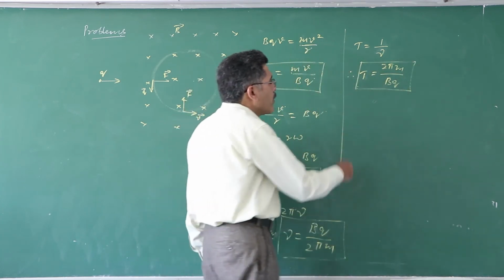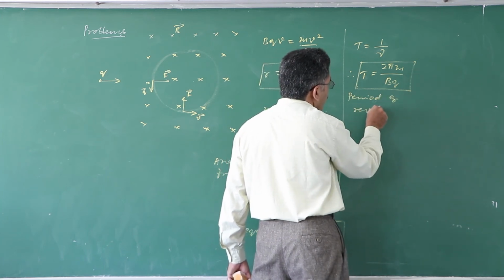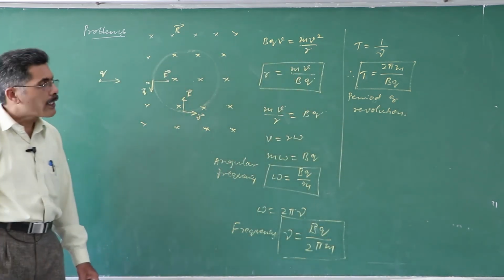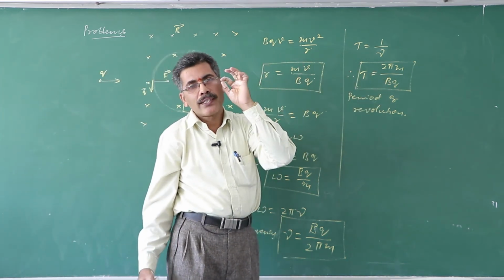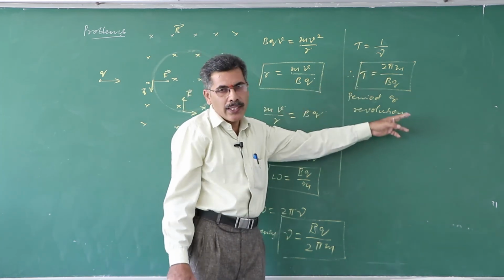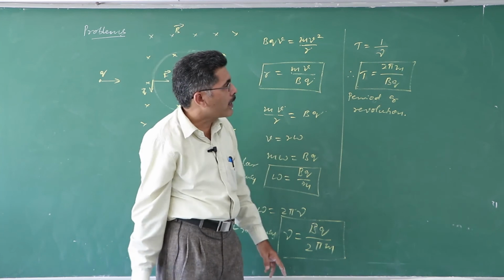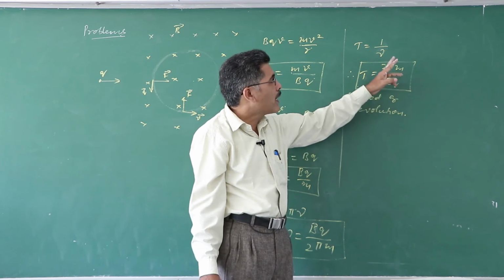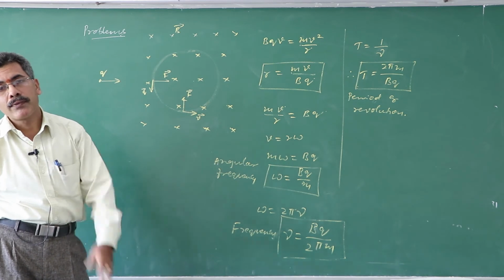This gives you the period of revolution. Here you must remember one thing: this period does not depend on the speed of the charged particle when it enters the magnetic field. Here the speed term, or velocity term, is not there. Time period is independent of velocity. It depends only on the strength of the field applied, the magnitude of the charge, and also the mass of the charged particle. It is independent of the velocity of the charged particle.